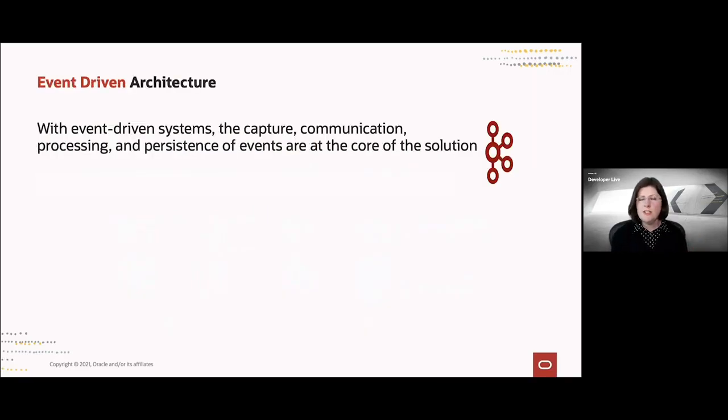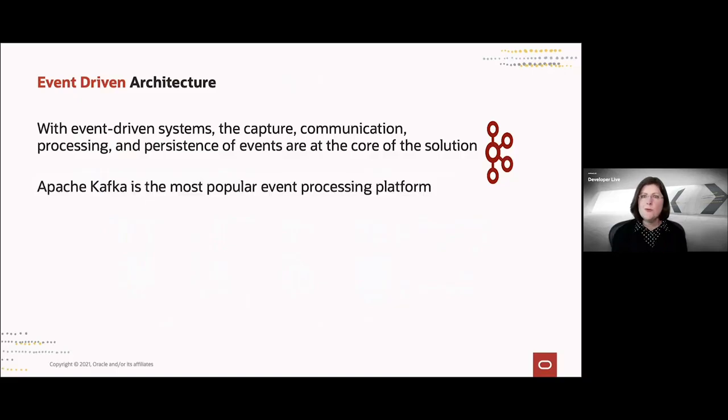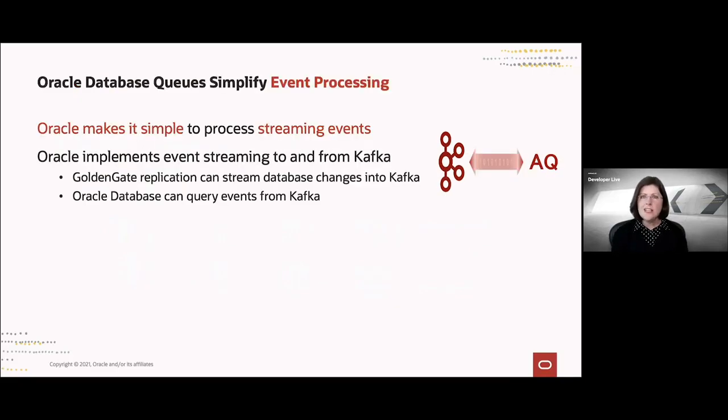Now, another popular architecture for new app development, of course, is event-driven architectures, one where we capture, communicate, process, and persist events. And of course, the platform that most people think of when they think of event processing is Apache Kafka. Oracle Database makes it incredibly simple for you to do event processing inside the database, because we can stream events to and from Kafka. So you can use our GoldenGate replication to stream database changes into Kafka, and you can query Kafka queues directly from the Oracle database.